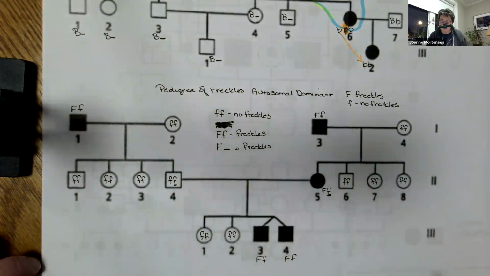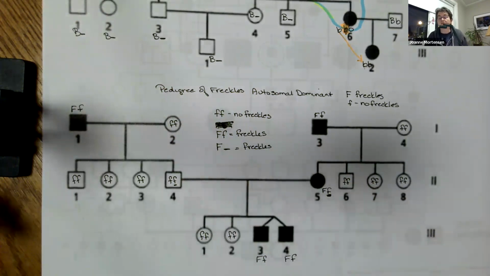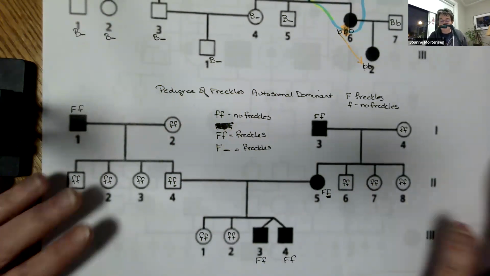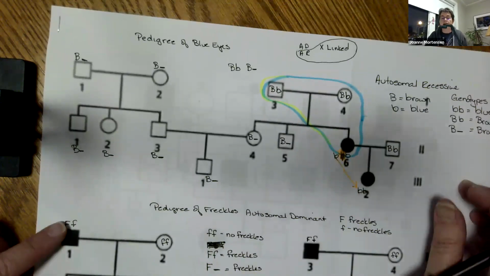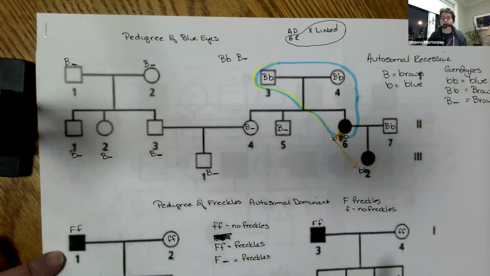So some pedigrees, you can figure out the exact genotype on everybody. Whereas this one up here, no such luck. This whole section over here, we couldn't tell.